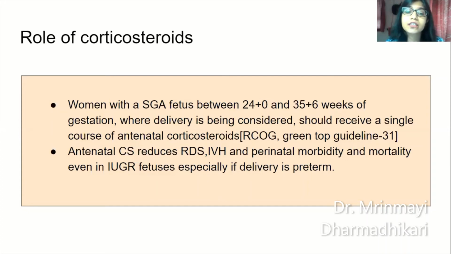Antenatal corticosteroids reduce chances of respiratory distress syndrome, intraventricular hemorrhages, perinatal morbidity and mortality, even in IUGR fetuses, especially if delivery is preterm. So as opposed to the popular belief that IUGR fetuses have accelerated lung maturation because of increased subjection to stress, it has been shown that antenatal corticosteroids still have a role to play even in these babies.